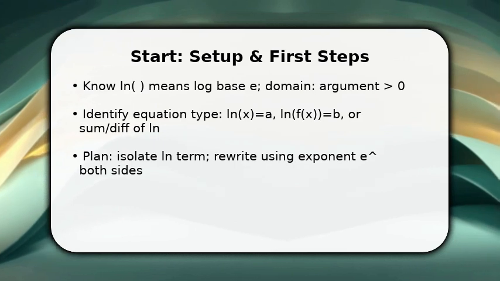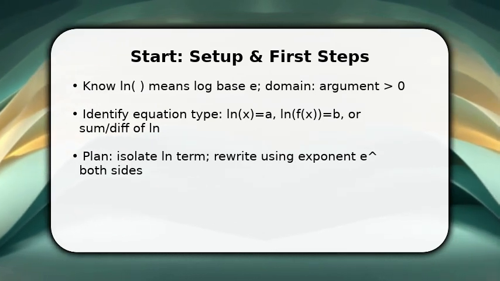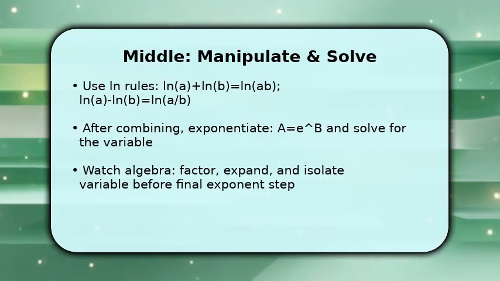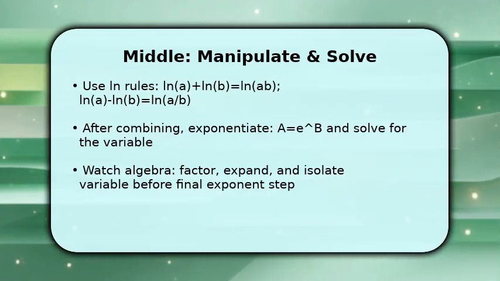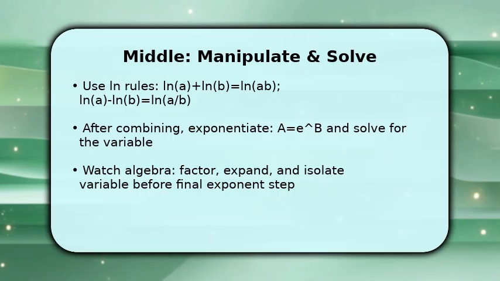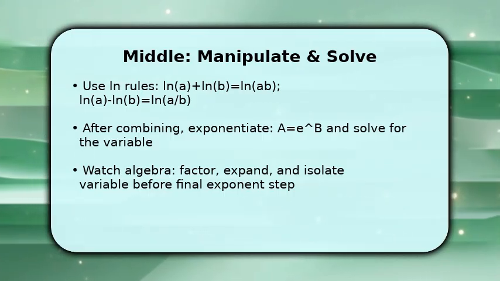Now manipulate the expression. Combine multiple ln terms using sum and difference rules so you reduce to a single ln of something. Next, if ln something equals value, exponentiate both sides. Something equals e^value, and then solve that algebraic equation for the variable.